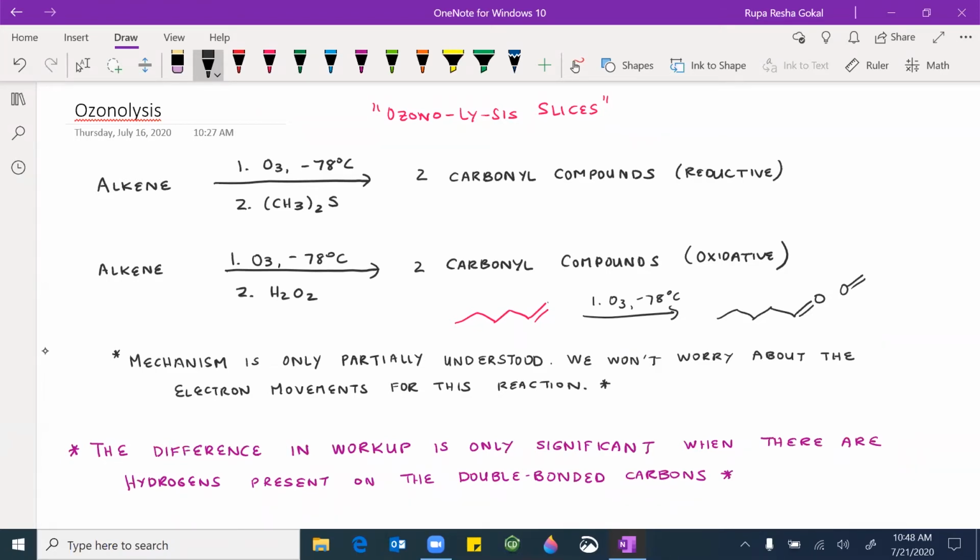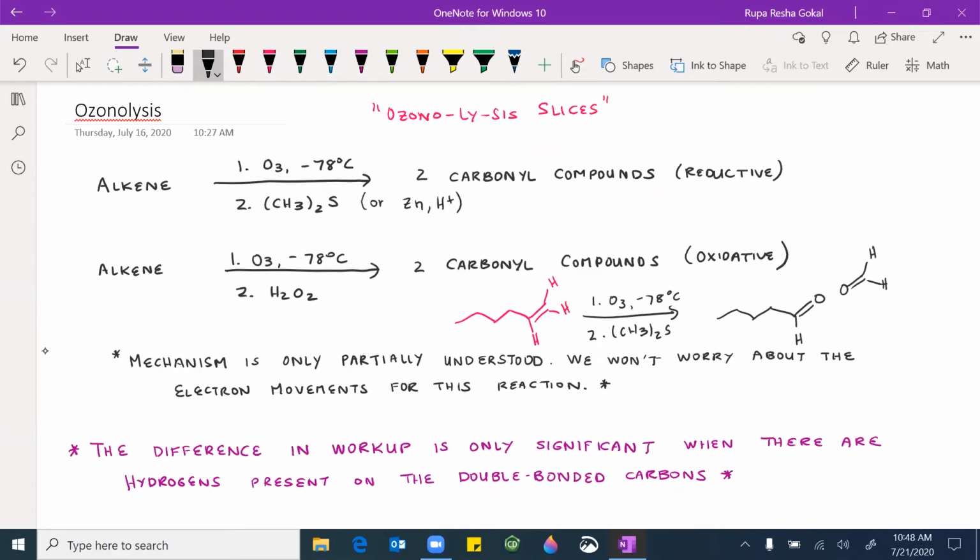So notice that I have 2 hydrogens here. And I have a hydrogen on this carbon as well. And they're still there. A reductive workup leaves the hydrogens alone. Those would be my products with a reductive workup. That is like dimethyl sulfide, or she also teaches you in the textbook a zinc and acid workup. Both of those are reductive. It leaves hydrogens on the double bond alone.